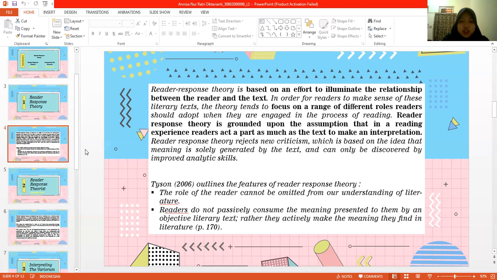Tyson, 2009, outlines the features of reader response theory. The role of the reader cannot be omitted from our understanding of literature. Readers do not passively consume the meaning presented to them by an objective literary text. Rather, they actively make the meaning they find in literature.